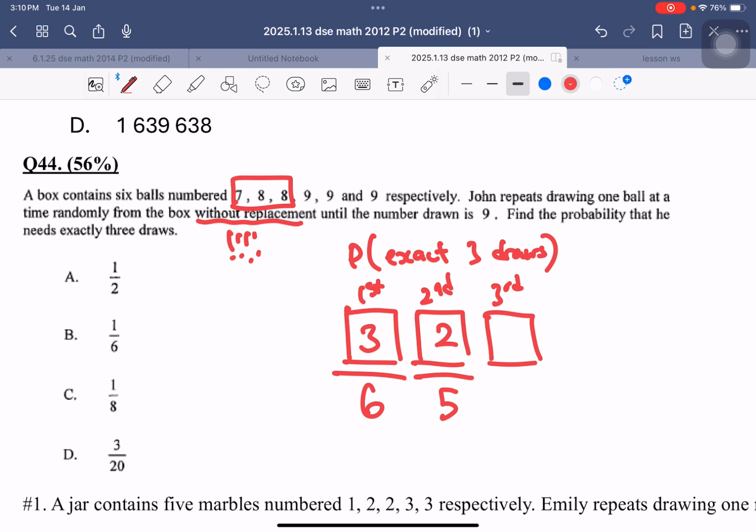After the ball from the second choice is gone, how many balls are left? Only 4 balls. Then on the third draw he wants to stop the game, so he must take the 9. How many balls can he take? 1. So multiply them together, giving you the answer, which is equal to 3/20.